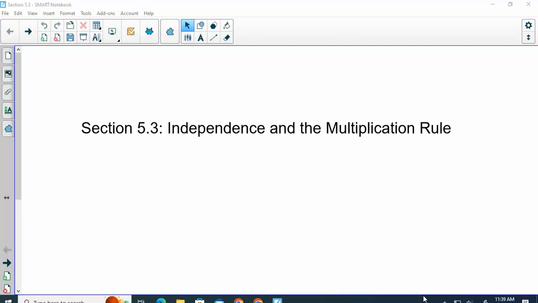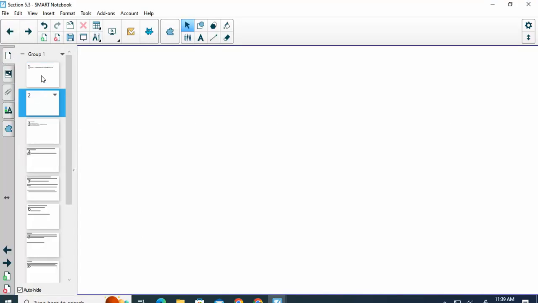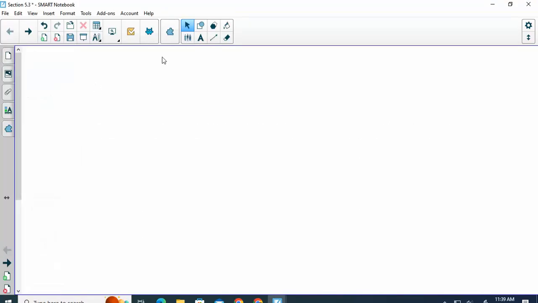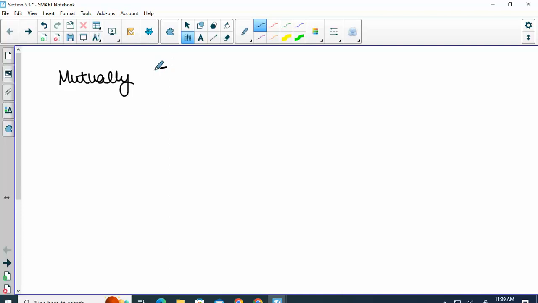Alright, so yesterday we were talking about the addition rule, and we talked about mutually exclusive. So remember, mutually exclusive means what? They cannot both happen. So the probability that both things occur is 0. It's impossible for both of them to occur at the same time.